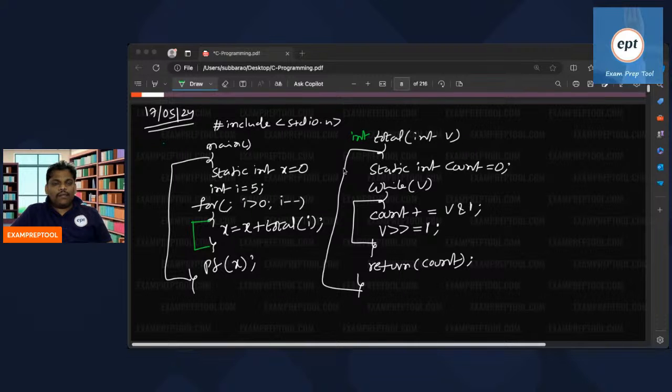Can anyone guess what the output of this program is? Someone is saying it's like plus is equal to i. Okay, let's see what the answer is. Can I give the answer? Please check and verify. Someone is saying 6. Let's see.